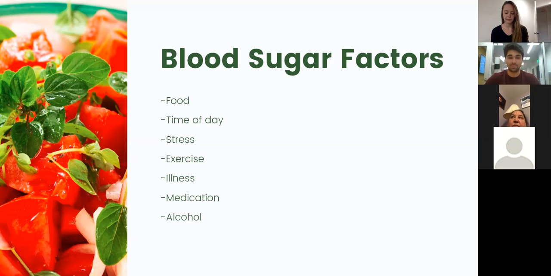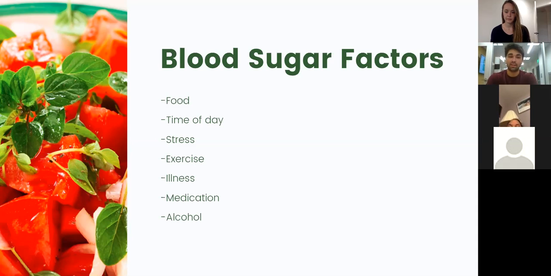So what happens is your body releases cortisol, which is like the stress hormone, and it's kind of like the fight or flight response. It's priming your body to get ready for something that I might need the extra energy for. So that's why your blood sugar might rise if you're stressed.